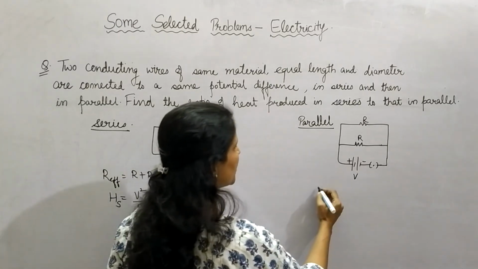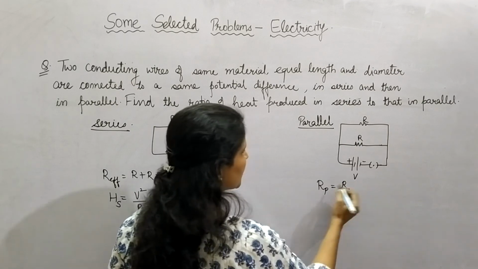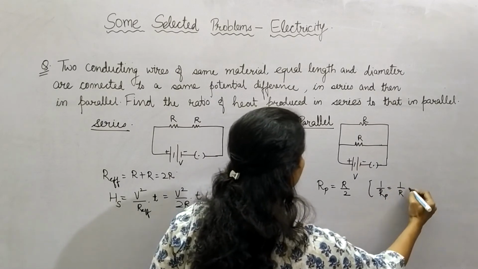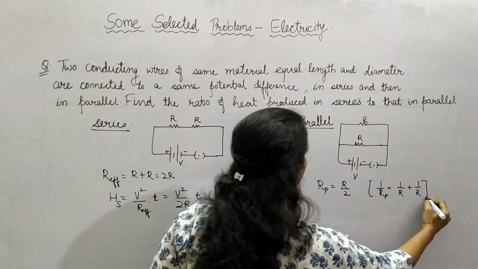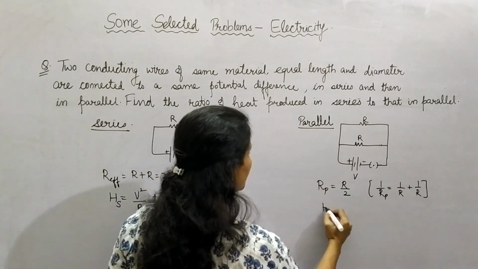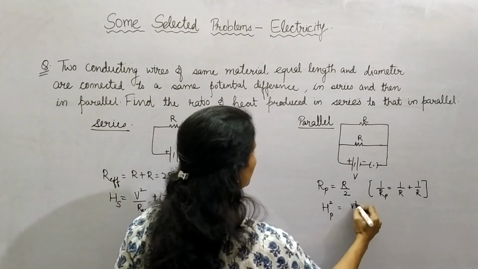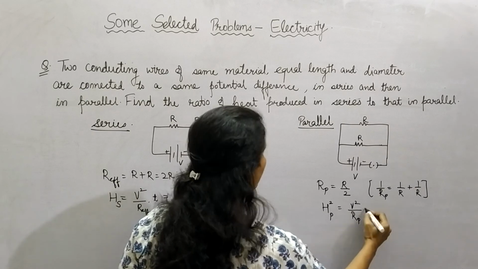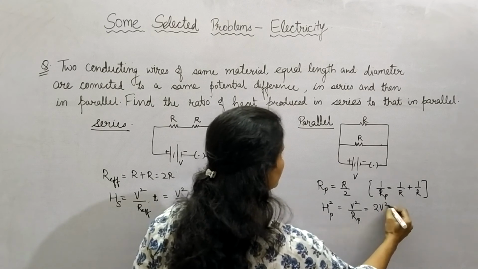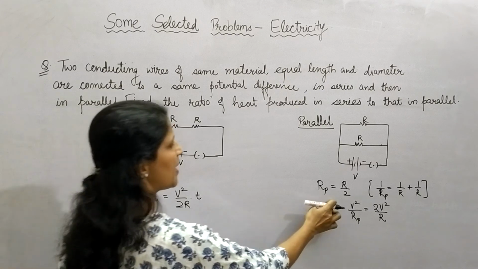Moving on to the parallel one, the effective resistance Rp will be equal to R by 2. This you can find out using the usual formula of parallel combination, which is 1 upon Rp is equal to 1 upon R1 plus 1 upon R2. This gives us this result. Using the value of Rp, we can find out the value of heat produced in the parallel combination as V square upon Rp. Rp की value हम यहाँ पे R by 2 लगाएंगे, तो 2 will be shifted to the numerator, 2V square by R. This is the heat produced in the parallel combination.